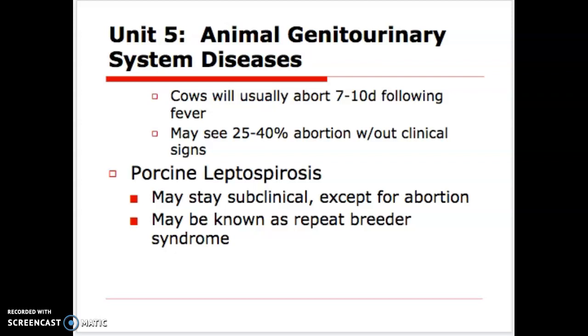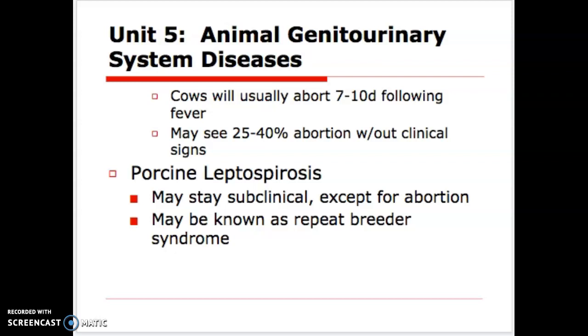So once that incubation time passes, if you have cows that are pregnant, you'll oftentimes see abortion, and it could be about 20 to 40% abortion without clinical symptoms. So you may not even see the coffee-colored urine, the yellowing of the milk, or the anorexia. You may just see widespread abortions through your herd, which is obviously going to be alarming.